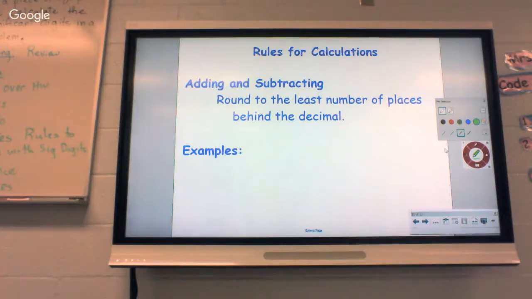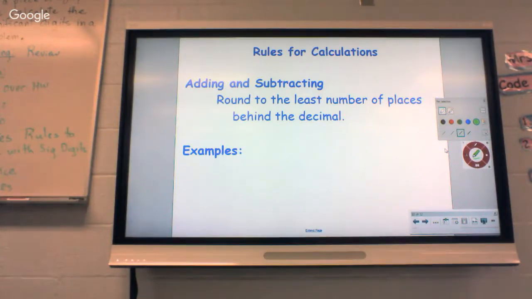We are not going to do a lot of adding and subtracting. We will do some, probably about 5% of our problems. 95% is the second rule, multiplying and dividing. So if you find after tonight's homework or in a day or two that you can't keep it straight, it's too confusing, you need to make sure the rule you can do is the second rule. So, how do we do this? Adding and subtracting. We're going to round to the least number of places behind the decimal.